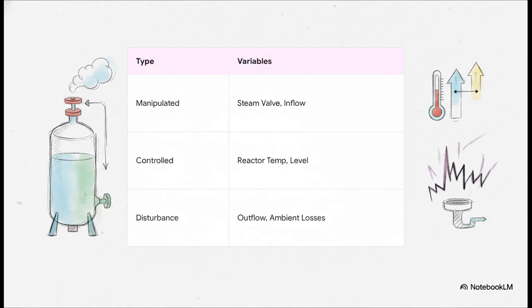So every control system out there can be broken down into a few specific variables. And really wrapping your head around these is your very first step as an engineer. First up, we've got our manipulated variables. These are the elements we can actively change. Think of opening a steam valve or maybe adjusting the fluid inflow. Next, we have our controlled variables. This is our ultimate target, right? Like maintaining a very specific reactor temperature or a certain liquid level. And finally, we have the villains of our story, disturbances. These are the chaotic, unpredictable outside forces constantly trying to mess up our perfect system. That could be a sudden fluid outflow or ambient heat just leaking out into the room.